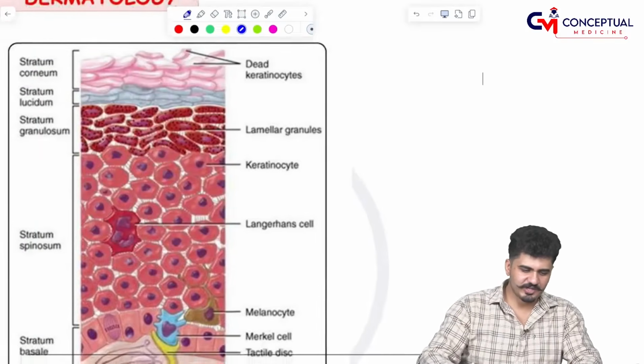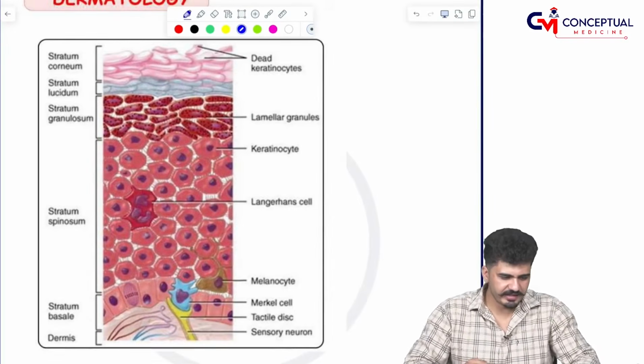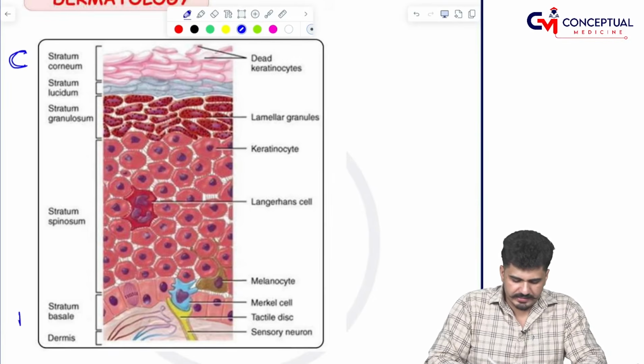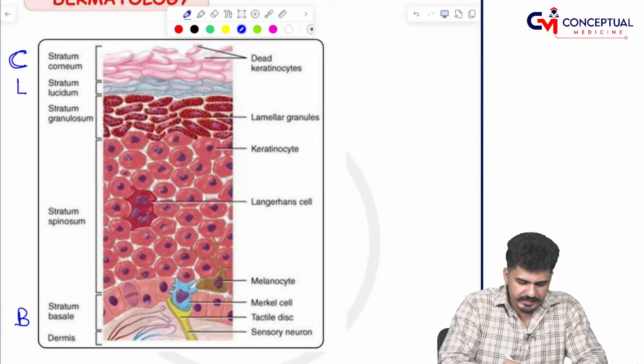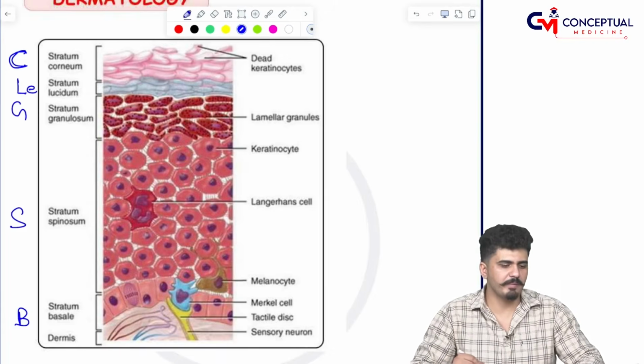Dermatology, sir. Let's talk about the layers. We have different layers, sir. This is corneum and basal. Between these, what is there? L-E-G-S, legs. This is how we will remember it.